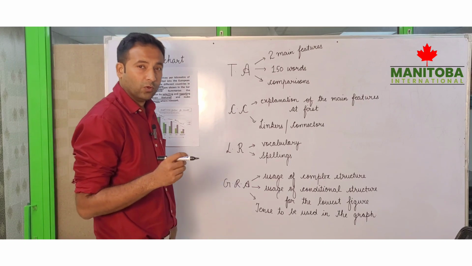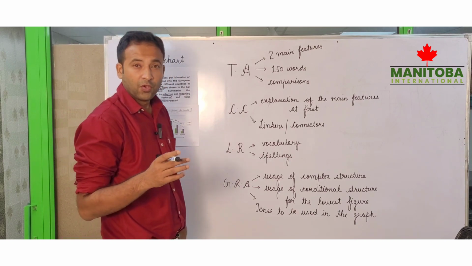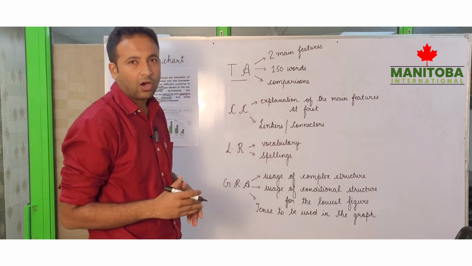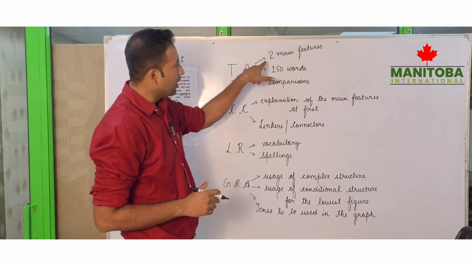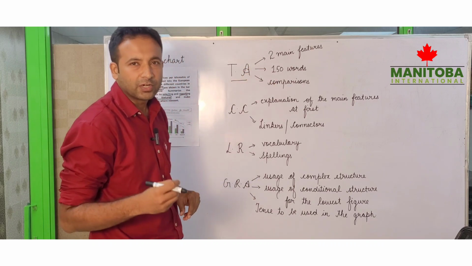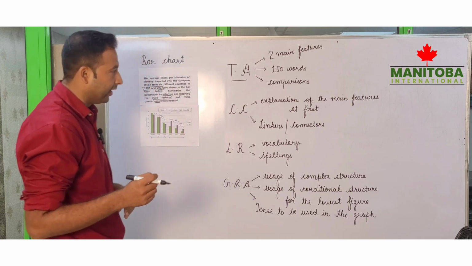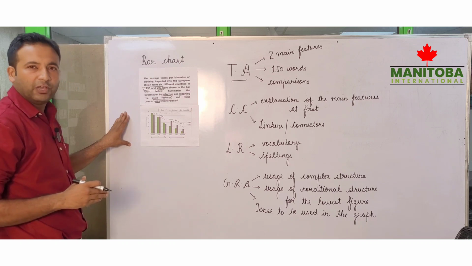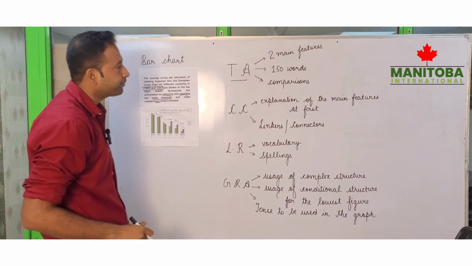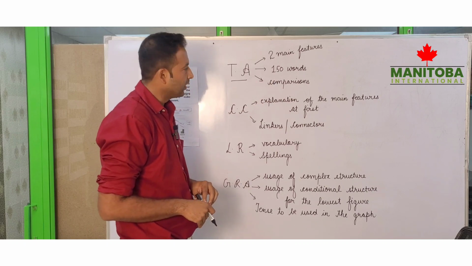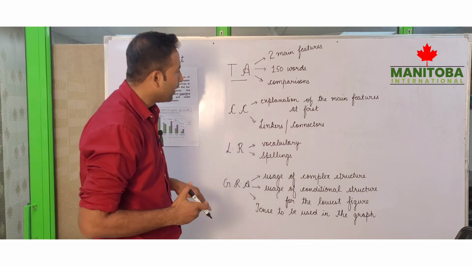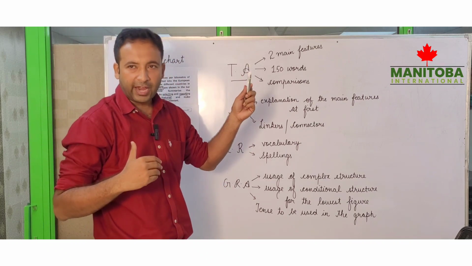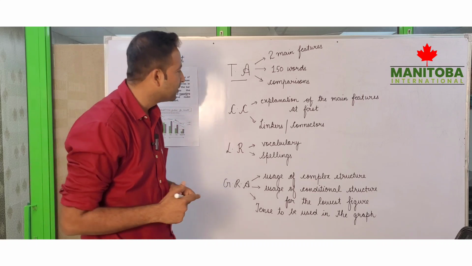So now what are some of the rules or protocol that we must follow for writing a graph? First one is TA, task achievement or accomplishment. In this case, you must have minimum 2 features, maximum 4 features that I added in the graph. First feature was highest, lowest. Second main feature was price decline and incline. Next one, 150 words. Maximum you can go for 170. Then you have to make a comparison. Comparison means to say figure inclined, declined compared to previous or past.